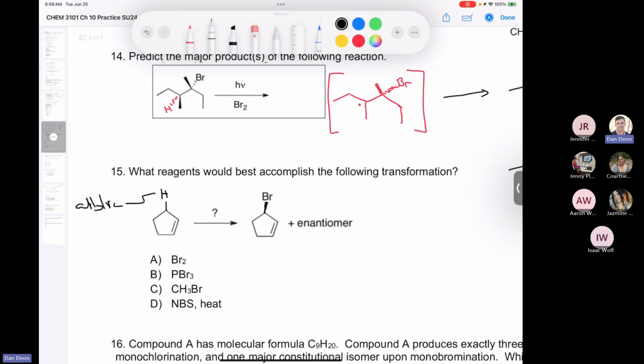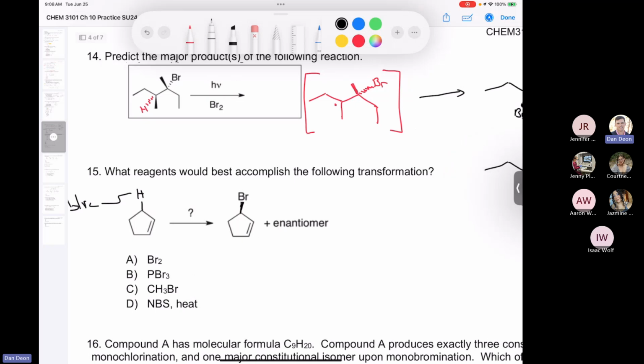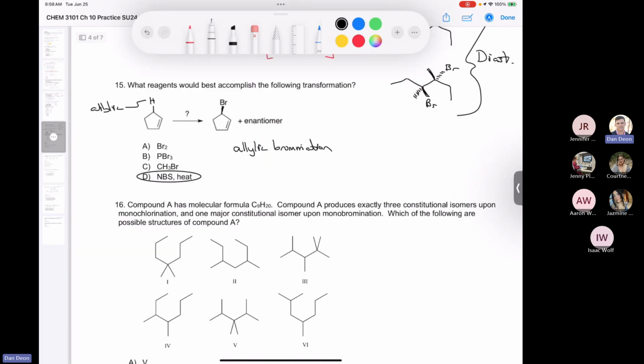And so what were the conditions to do an allylic bromination? So this is allylic bromination. The answer is NBS, and heat is what we use to do an allylic bromination.